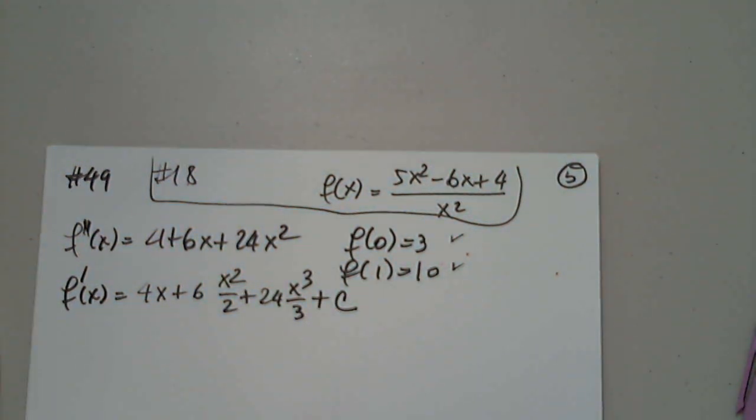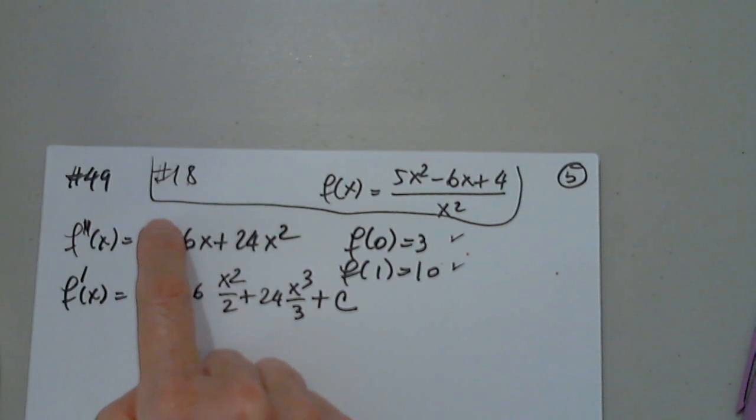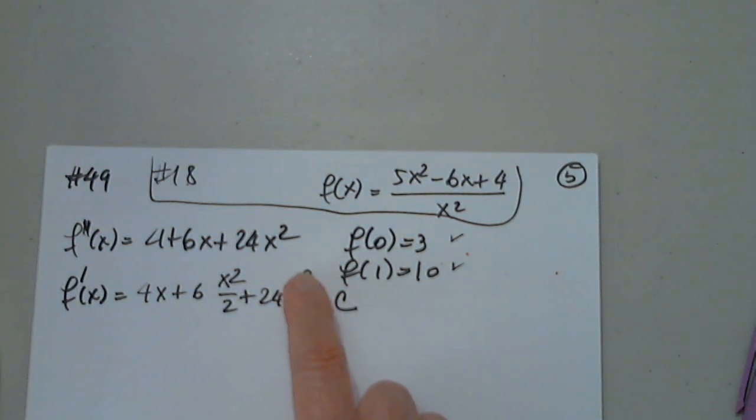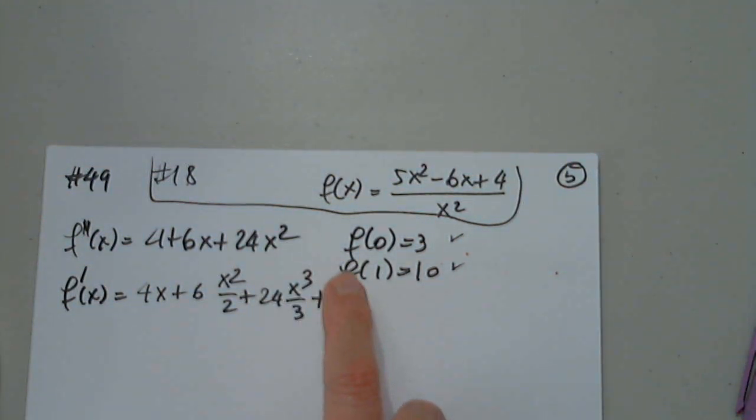c. So let's stop for a moment and look at this and see if it's clear. Is it clear? 4x prime is this. When I differentiate this, I get 6x. When I differentiate this, I get 24x squared. When I differentiate this, I get 0.